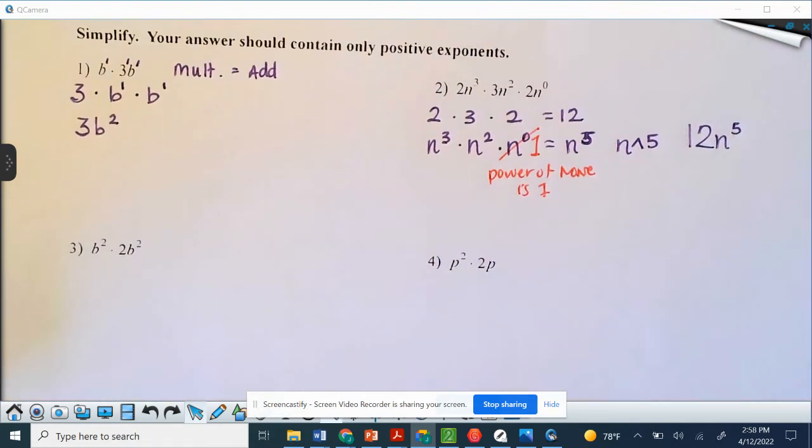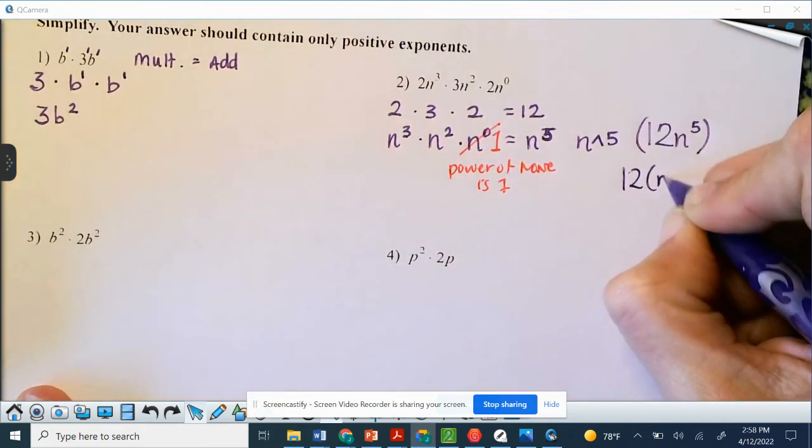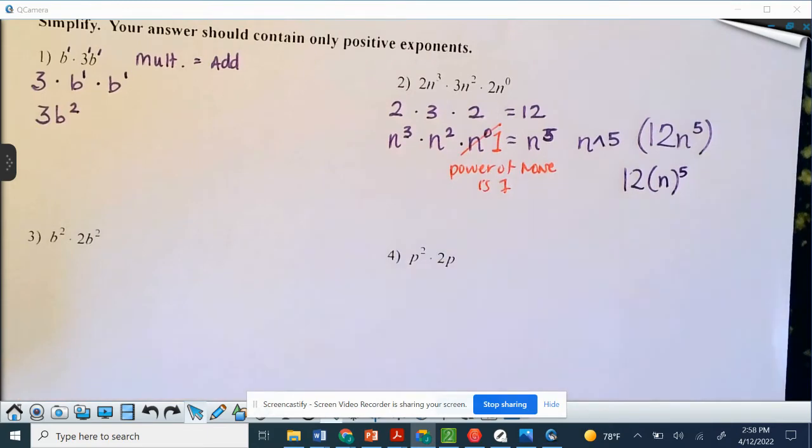The 12 is not to the 5th power, just the n. So be careful if you decide to throw parentheses around this. The parentheses would have to go around the whole thing. So I could put parentheses here and it'd be correct, or 12 times n to the 5th power here, but you do not want that 5 attached to the 12, because it's not. It's attached to only the variable base n.